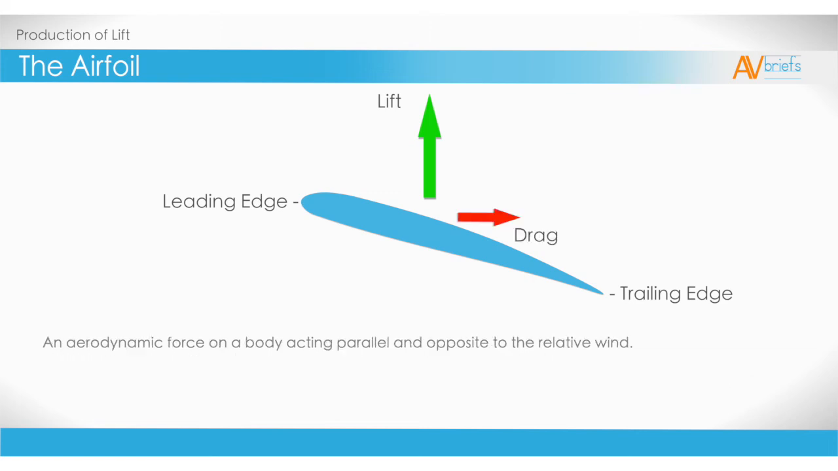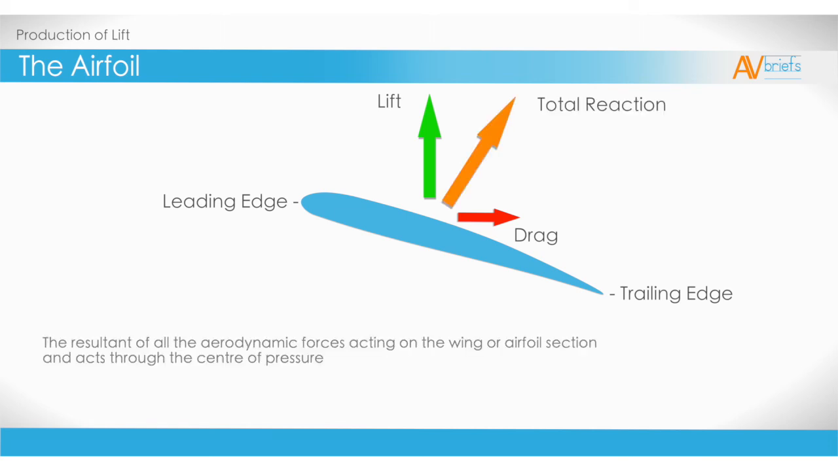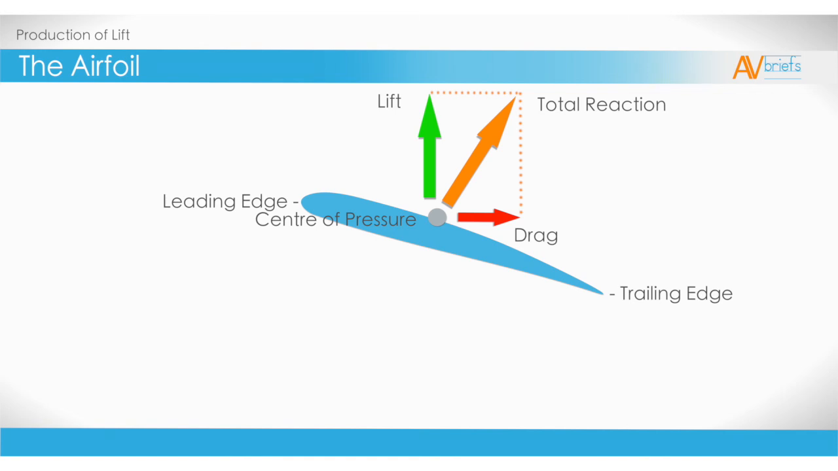Drag is another of the four forces acting on an airplane in flight. It's an aerodynamic force on a body, acting parallel and opposite to the relative wind. These two forces create what we call the total reaction. This is called the resultant, as it's the result of all the aerodynamic forces acting on the wing or airfoil section, and it acts through what we call the center of pressure.